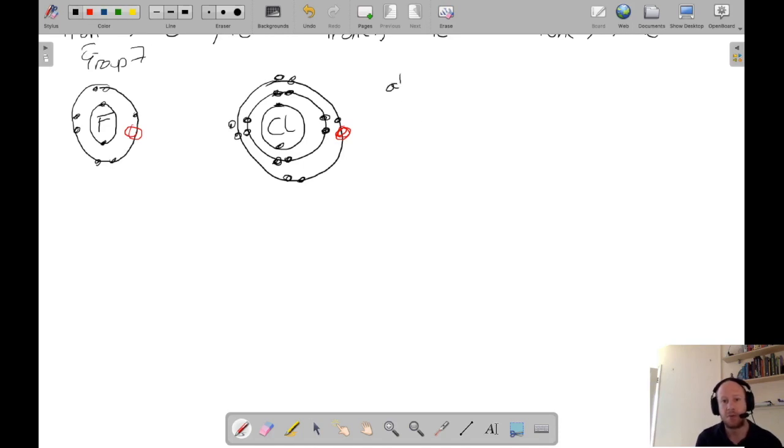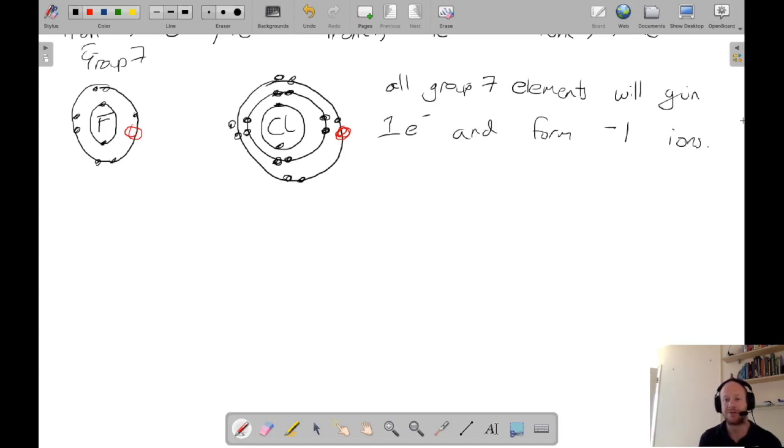So all group 7 elements will gain 1 electron and form -1 ions. Okay?